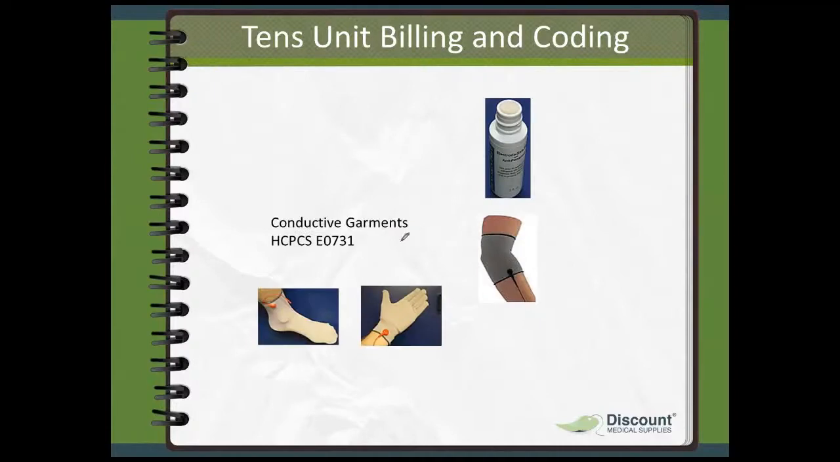This is something people forget. Conductive garments. The HCPCS code is E0731, and along with the conductive garment, you do need the electrode spray. So this is important, the skin spray, to give a conductive appearance for the TENS unit. But they come in all different shapes and sizes. They come for the hand, the foot, we have for the knee, the elbow, and these garments are fantastic so you don't have to put electrodes on the body.